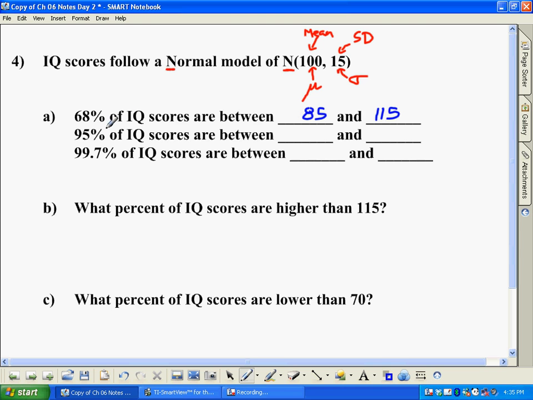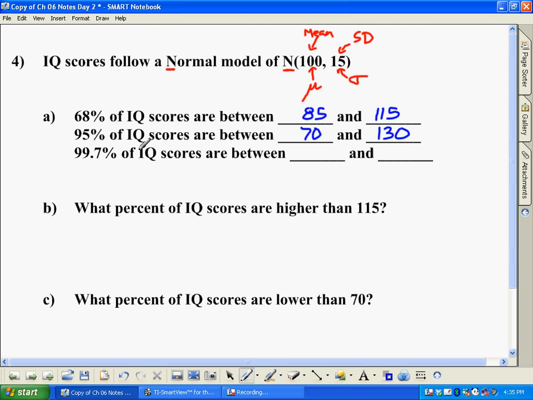Likewise, if we were to do 95%, that's within 2 standard deviations. Well, 2 standard deviations is 30, 2 times 15 is 30. So if you subtract 30, you get 70, and if you add 30, you get 130. So 95%, that's a lot of people, are in this range here.